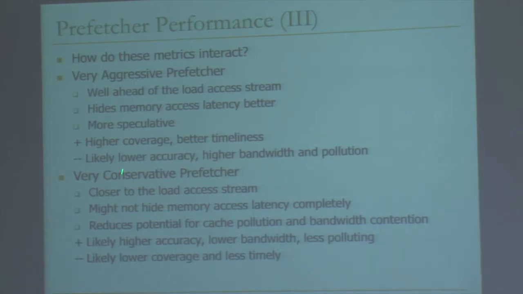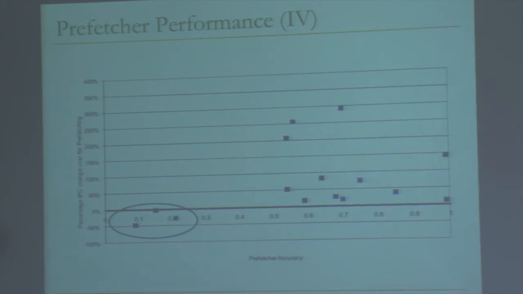Okay, and you can have many points in between also. So this is one example from the paper that I required you to read, the feedback-directed prefetching paper. This is prefetcher accuracy on the x-axis and percentage of instructions per cycle improvements over no prefetching. These dots are the average values seen during the execution of different SPEC CPU 2006 benchmarks. If you look at this, there is some correlation between prefetcher accuracy and performance improvement or degradation, right? If the prefetcher accuracy is really low for these workloads, you get performance degradation. If the prefetcher accuracy is high, or at least reasonably high, you get performance improvement.